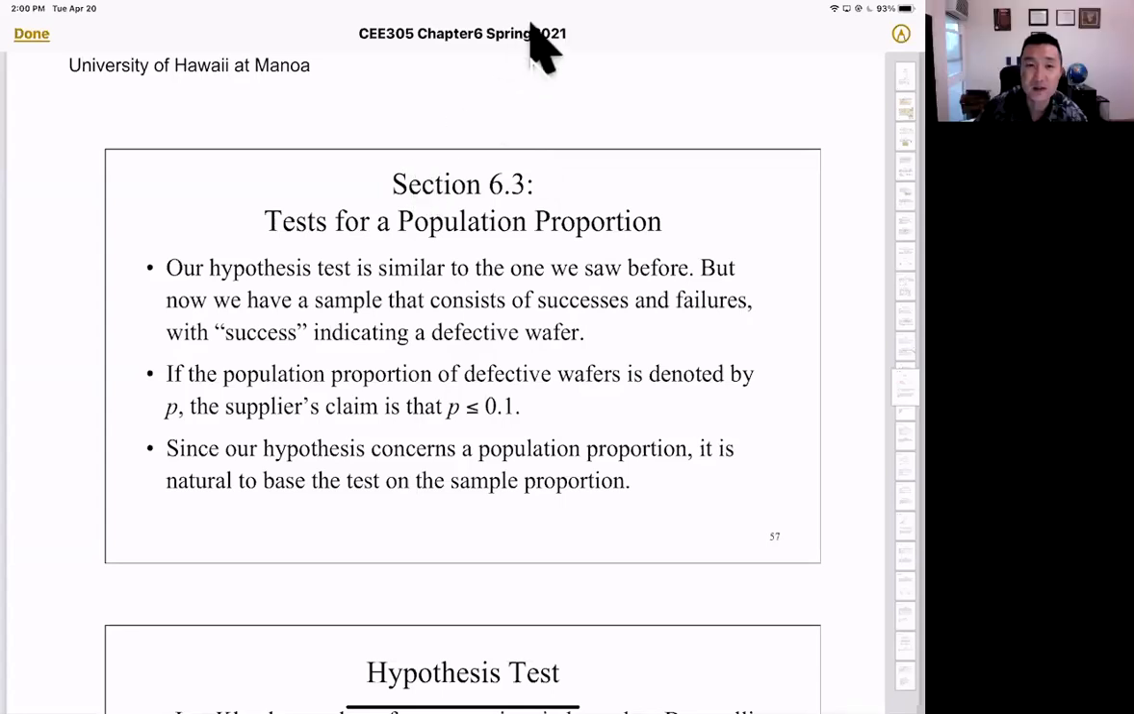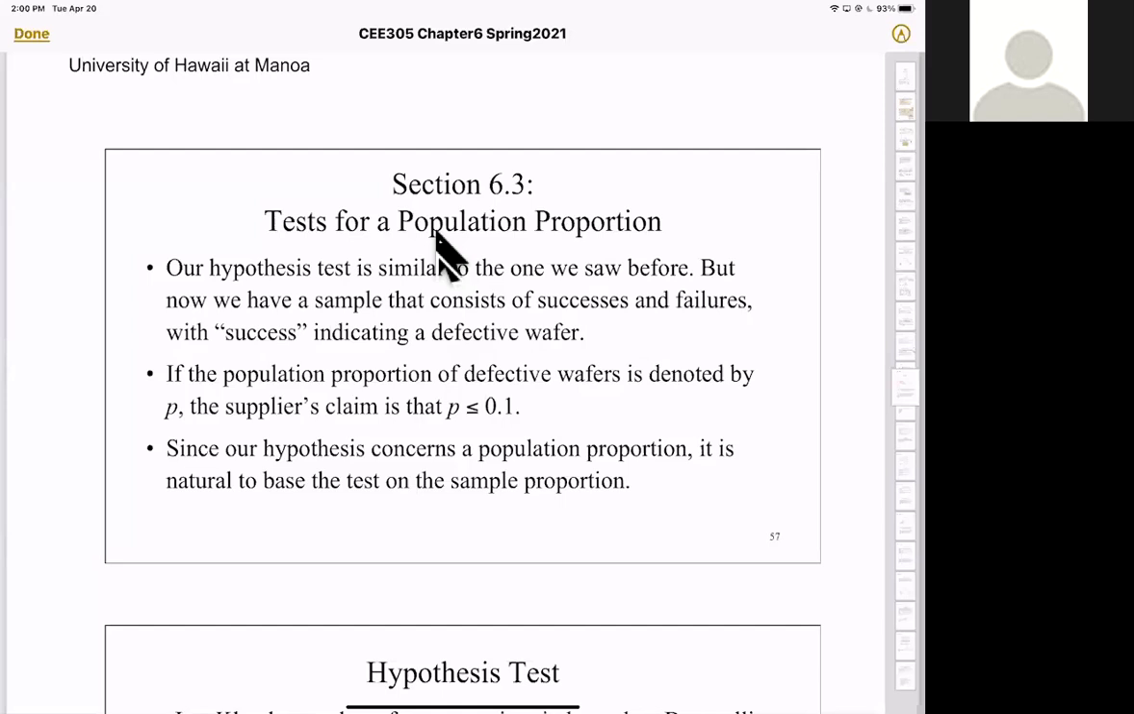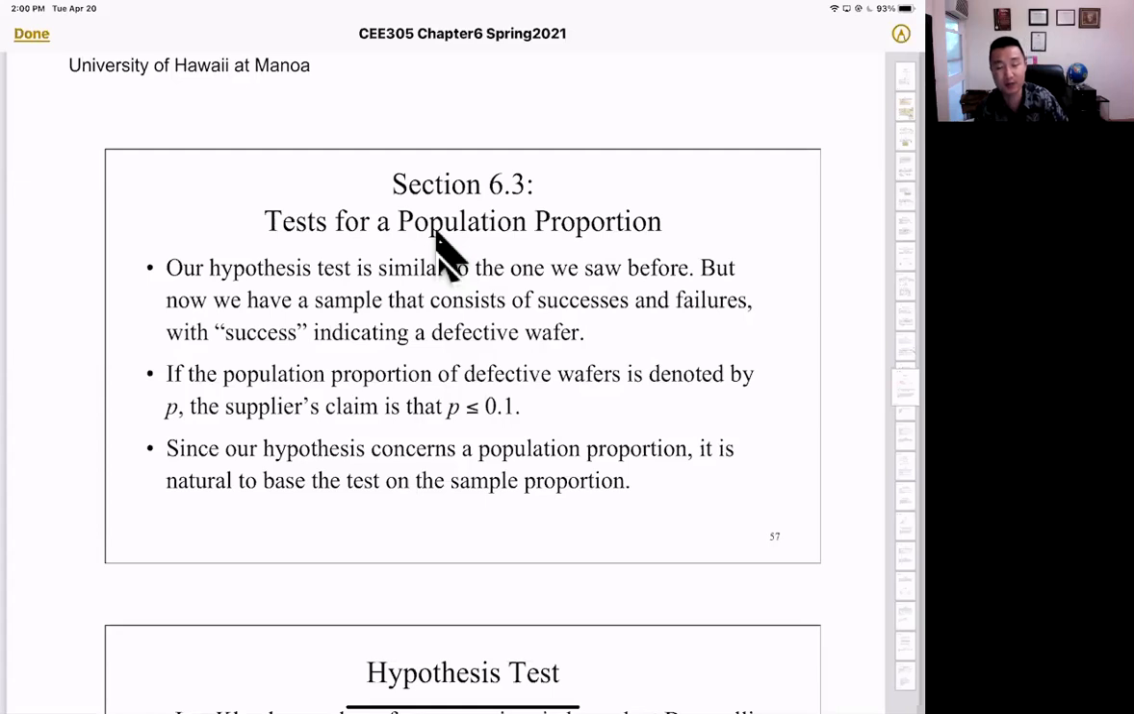Everyone. Today we're going to continue with chapter 6, which is the last major chapter for this class. Last couple of times we discussed hypothesis tests, how to set up the hypothesis test and how to draw conclusions from the test. And we discussed one of the cases, which is the large sample test for population mean. So today we continue with section 6.3. This is the test for population proportion.